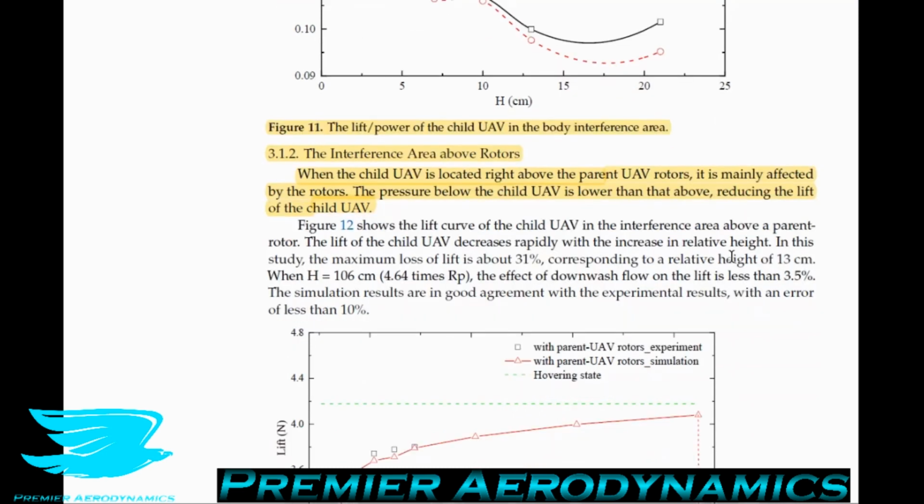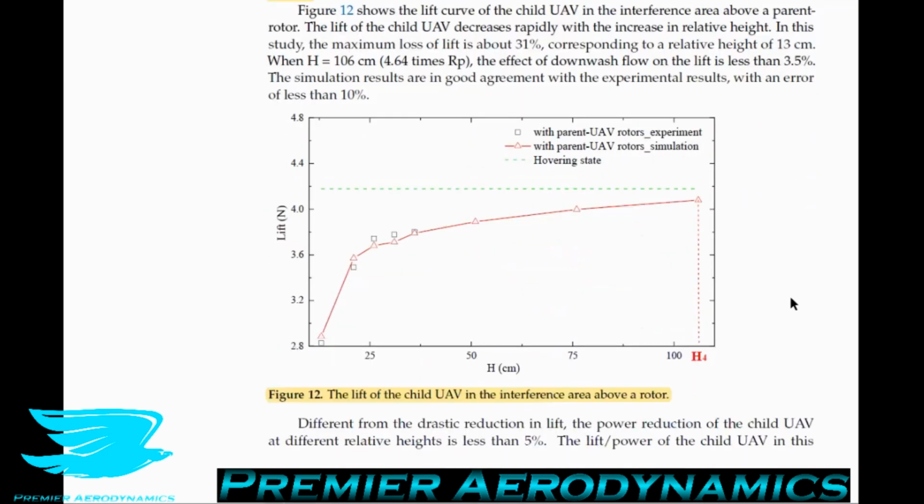So they say when the child UAV is located right above the parent UAV rotors, it is mainly affected by the rotors. The pressure below the child UAV is lower than that above, reducing the lift of the child UAV. And they have in figure 12 the lift of the child UAV in the interference area above a rotor. Again, they have this graph, but this time with the parent rotors moving in the experiment and simulations. And they have a hovering state.